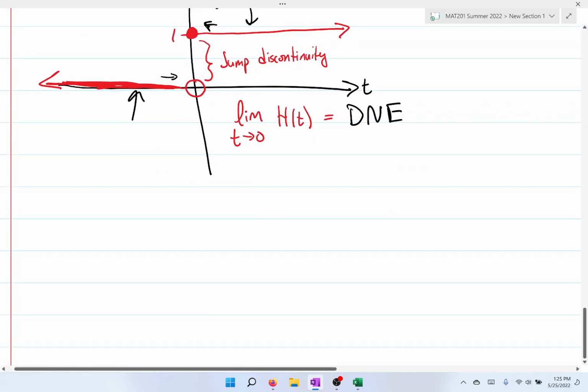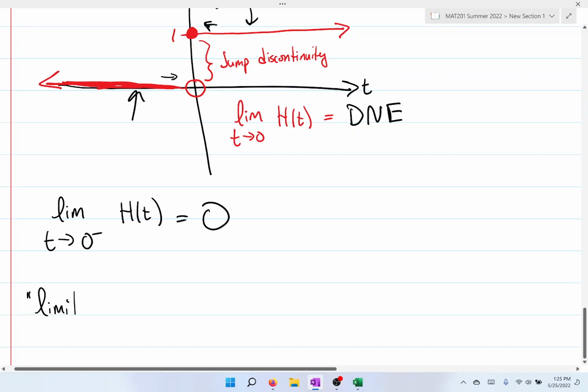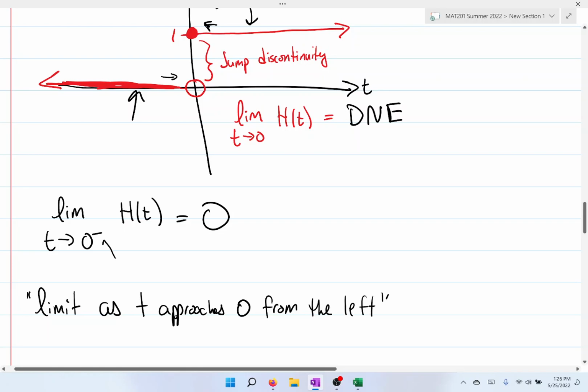However, I can give you this example here and say, well, what is the limit of this? And let me write it first. And I'm going to tell you what the answer is. Okay? And I'm going to read this to you. So this is called the limit as t approaches 0 from the left. So it looks like an exponent. It's a minus sign. All that is, that's notation for from the left.